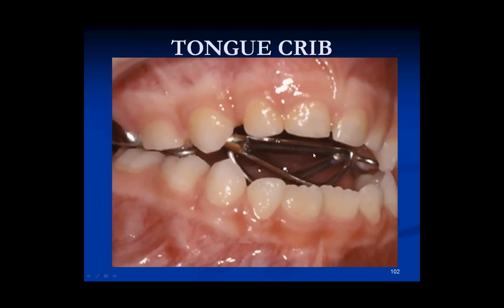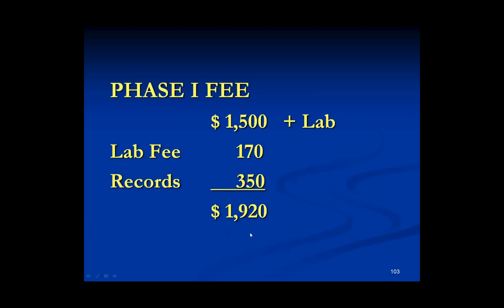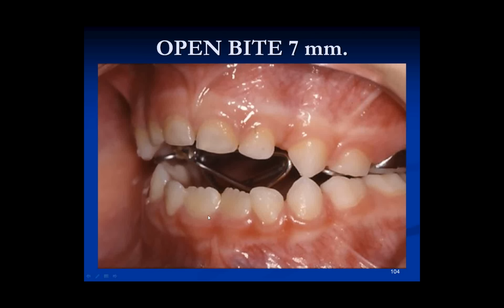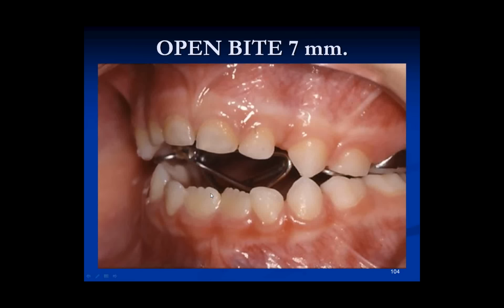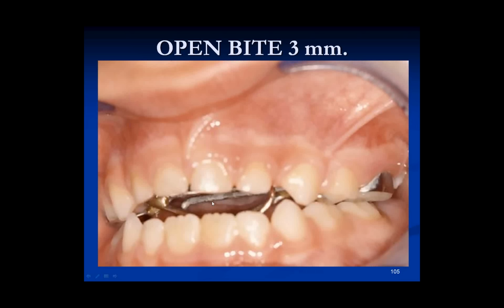That crib goes in. Now a lot of you are probably thinking, wow, do I really want to put that in a little boy? But you know what? They don't mind it, and they can eat, and they can do everything. And we charge them almost $2,000 for that crib. But believe me, wait till you see what happens. That crib goes in, and you'll see the open bite close down by itself. In about 2 months, we went from the 7 millimeter anterior open bite to a 3 millimeter anterior open bite, because when the tongue doesn't go between the teeth, they just erupt naturally.